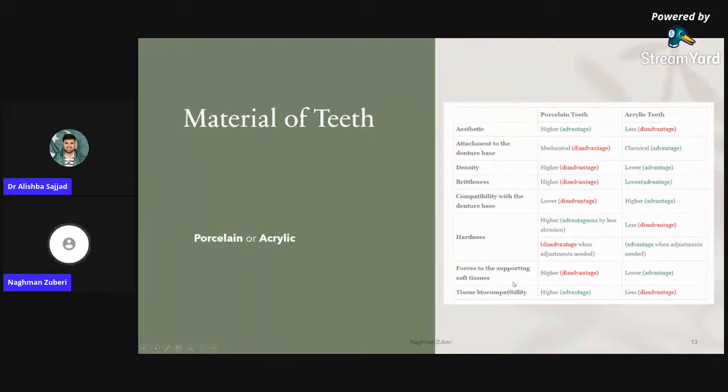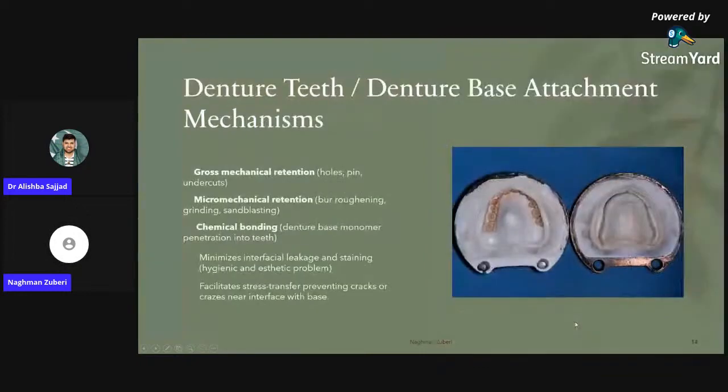Forces to the supporting soft tissues, porcelain teeth higher, which is a disadvantage. And if you have done some occlusal grinding and there is natural teeth opposing, then there would be a chance that there will be high attrition of the opposing natural dentition. Whereas forces to the supporting soft tissue from the acrylic teeth is lower, which is advantageous. Tissue biocompatibility of the porcelain teeth is very high, whereas acrylic teeth is low, so it is a disadvantage.